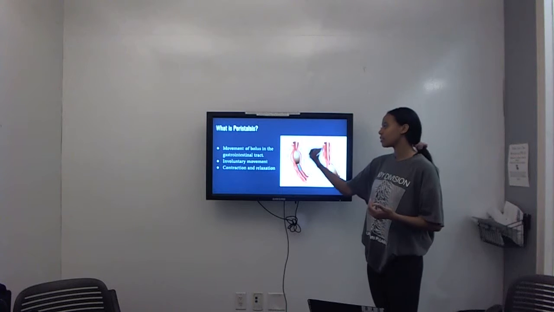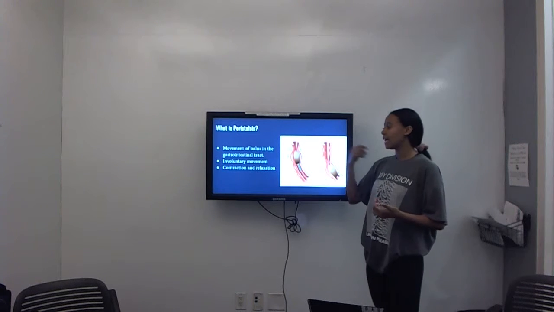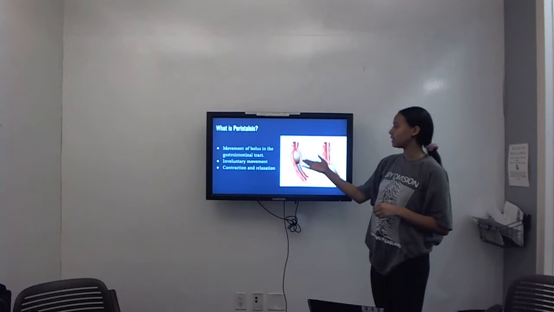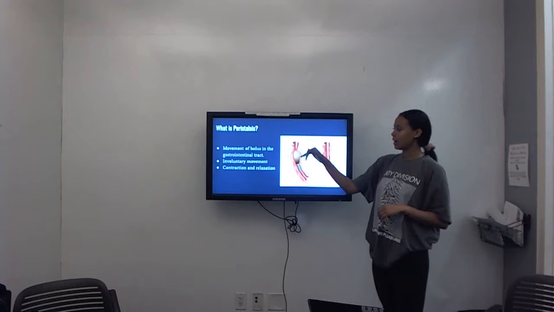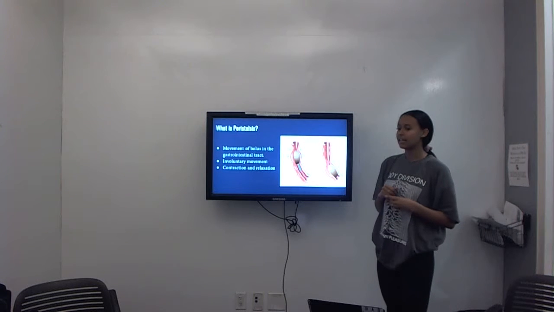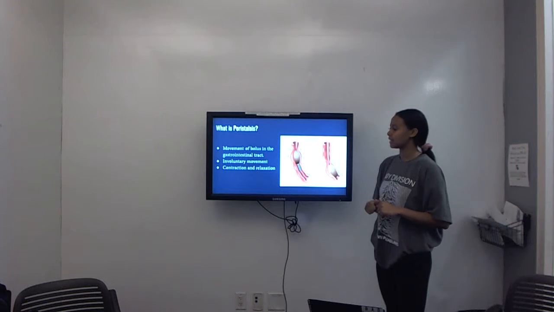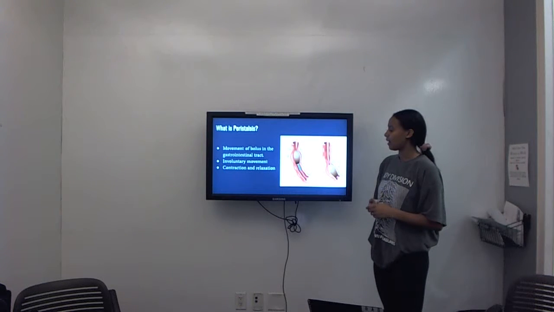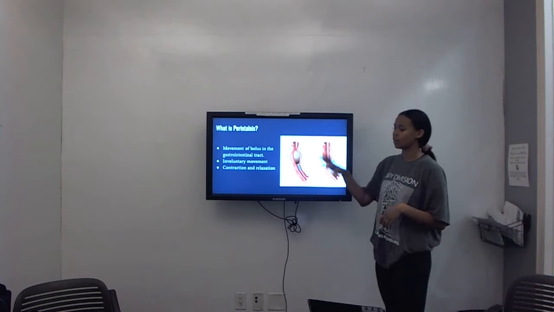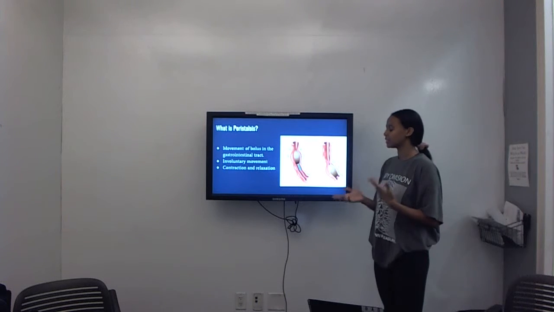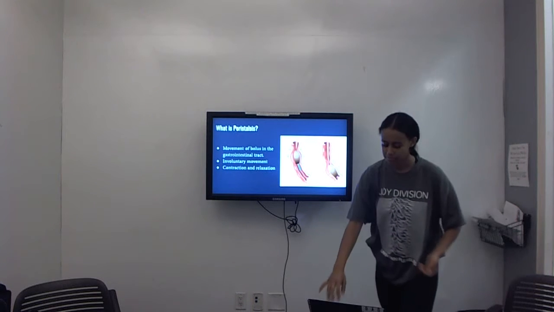It's caused by involuntary movement, and it's caused by contraction and relaxation. In this picture right here, you can see that the arrows on the top are indicating contraction, and around the bolus, that's indicating relaxation. Contraction and relaxation will occur all throughout the gastrointestinal tract, which, as I said, is known as peristalsis.